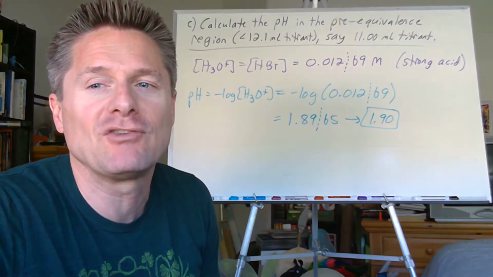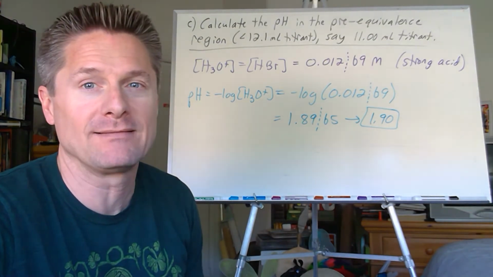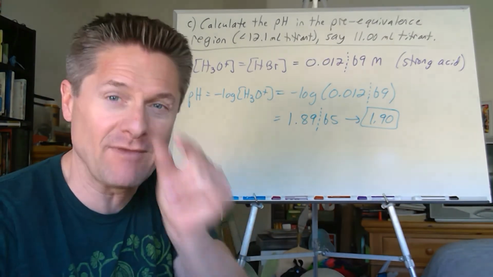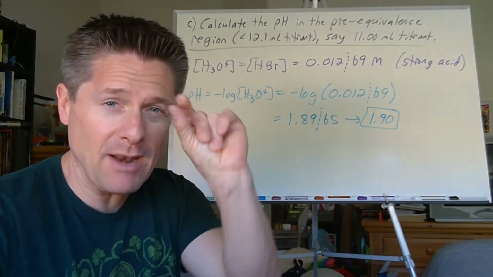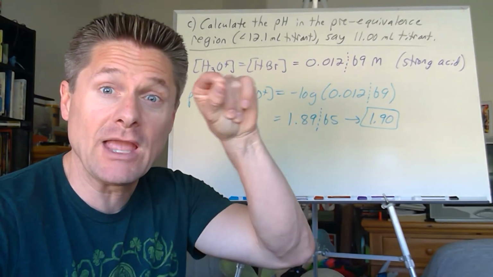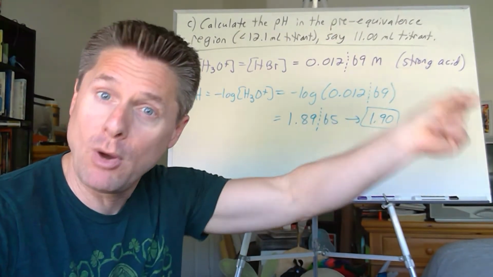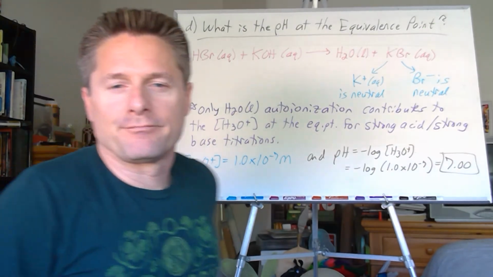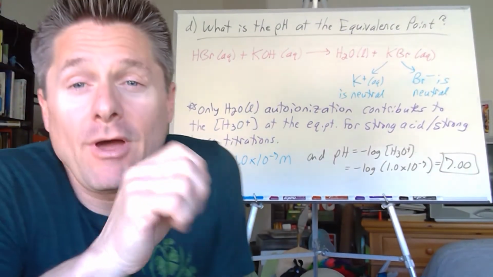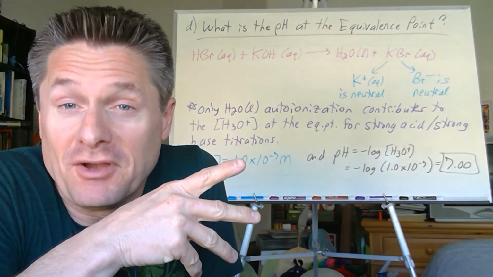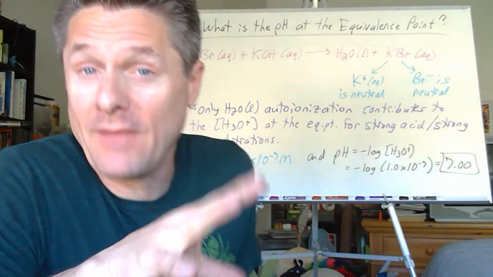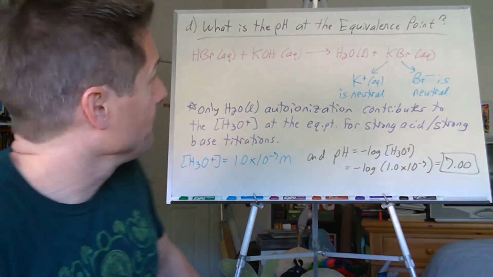Let's calculate the pH at the equivalence point. That's one of the key points. So we've got the initial pH. We've got a pre-equivalence point pH. Let's do the equivalence point pH, and then we'll do a post-equivalence point pH. When you're on exams, you can skip all this junk. All right, I just want to prove to you why the pH is 7.00.